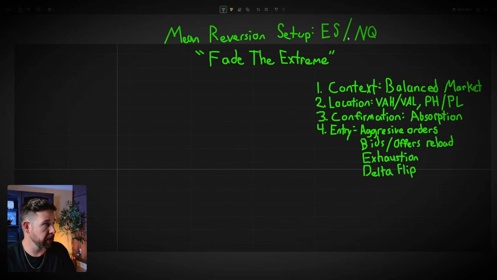Let's get into it. All right, so now let's talk about the framework for one of my favorite trade setups on ES and NQ futures. This is the mean reversion setup. I call it fade the extreme. So first of all, here are the 4 filters that I look for on this trade setup.